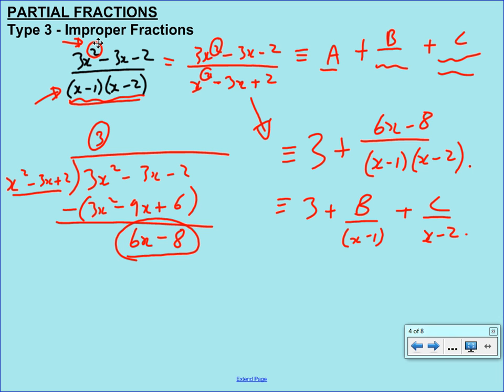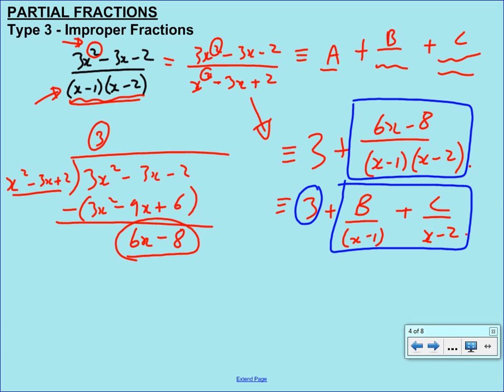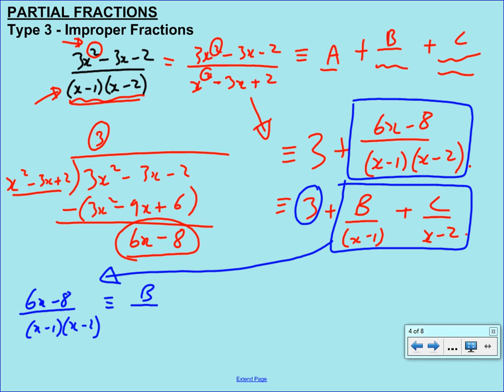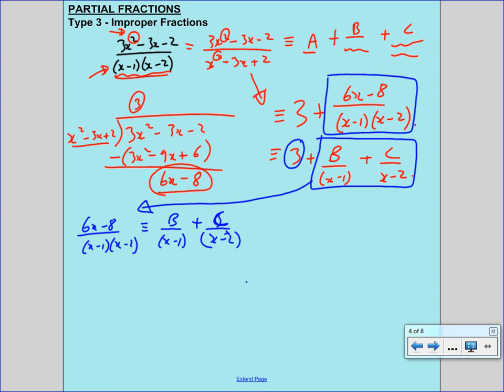And actually what I'm doing now, this bit's done. I need to compare this bit with this bit. This is where the partial fractions come in, yeah? So you can take this bit to the side, but don't forget about it. So actually I've got 6x minus 8 over x minus 1, x minus 2 is the same as b over x minus 1 plus c over x minus 2. Then we're just like we were in the first case with just linear factors.